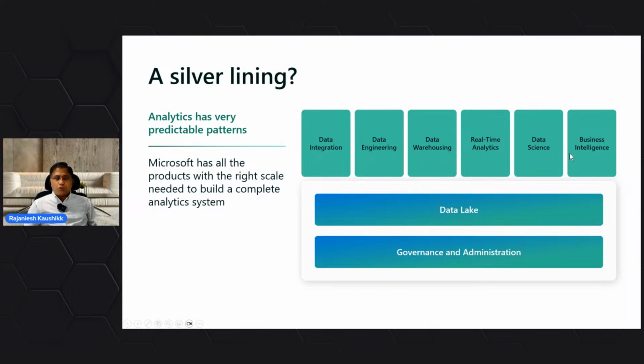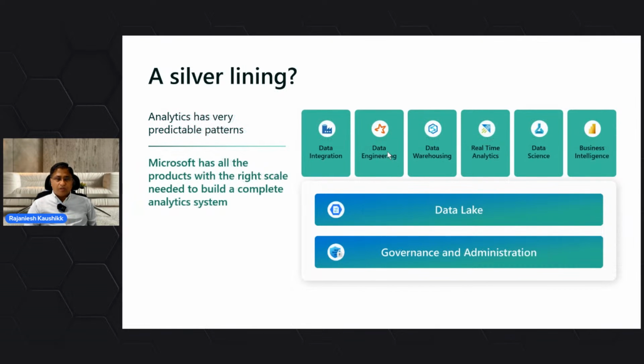And then these products work on top of a data lake, which is a single source of truth for all these products, which are consuming the data or ingesting the data out of it, and then again pushing this data back into the tables. And then we have governance and administration, which makes sure that all these products are governed together. So this is one analytics pattern where we have all the products from Microsoft for each scenario, right?